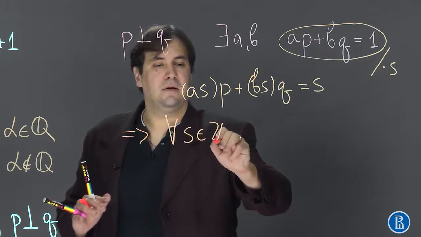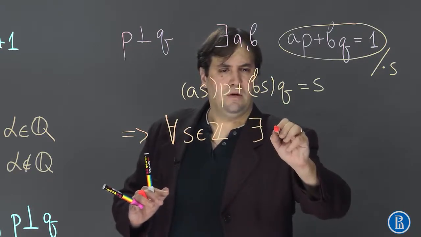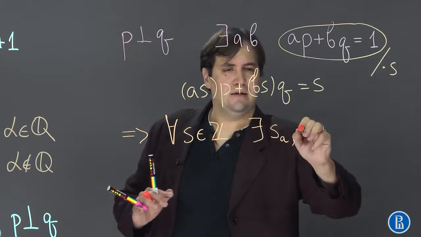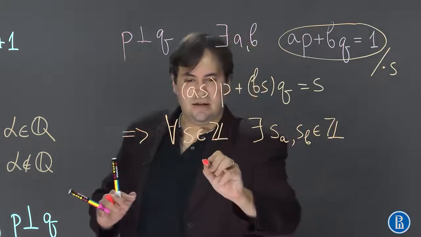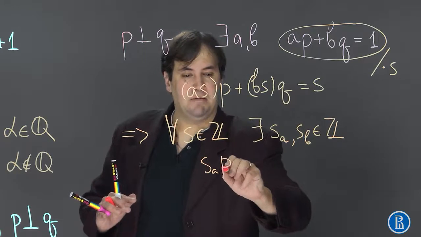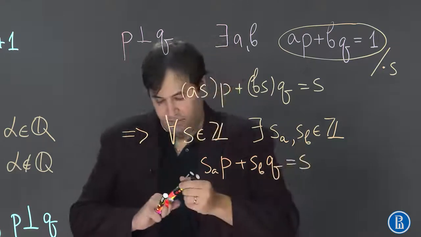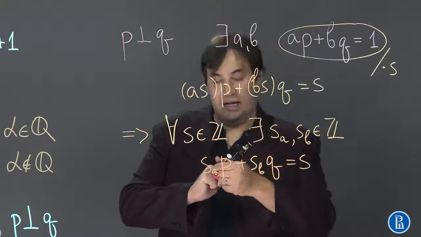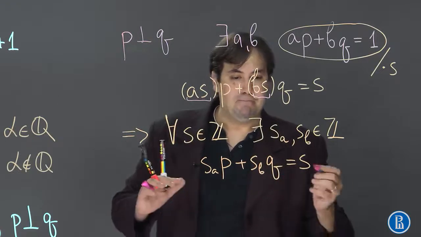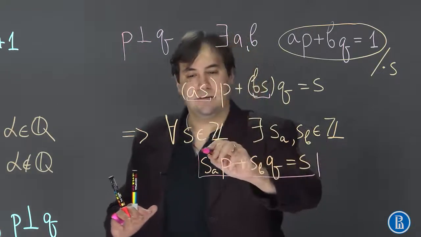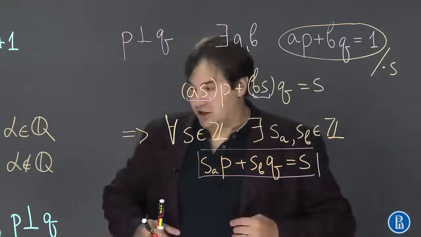So therefore, for every integer s, there exist, let's denote them sa and sb, also integer, such that sa multiplied by p plus sb multiplied by q is equal to s, where sa and sb is how we denoted these two multipliers. So we can obtain any integer by multiplying p and q by some other integers.